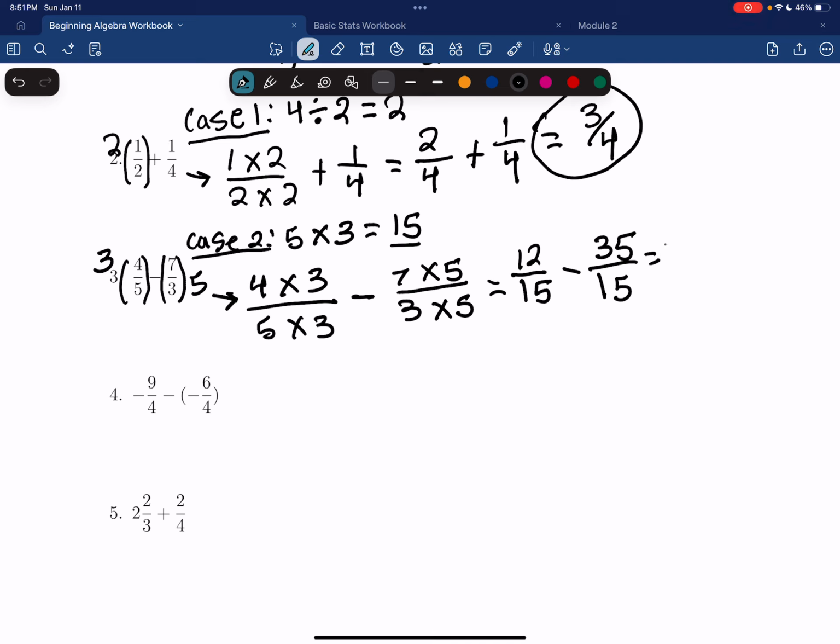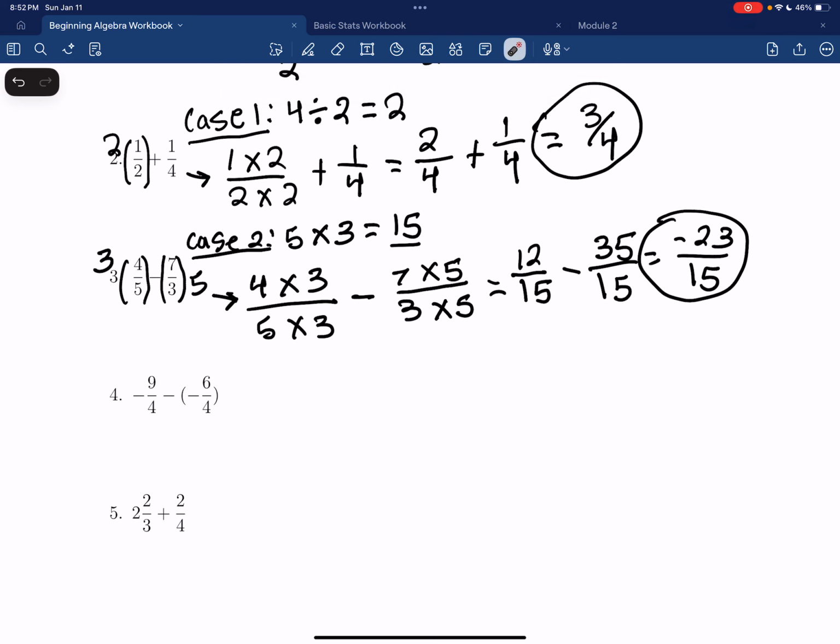And 12 minus 35, hold on here 1 second. I had a typo. Yeah, 12 minus 35 is negative 23 over 15. And that's your final answer. And don't forget that negative here because we are subtracting these fractions.